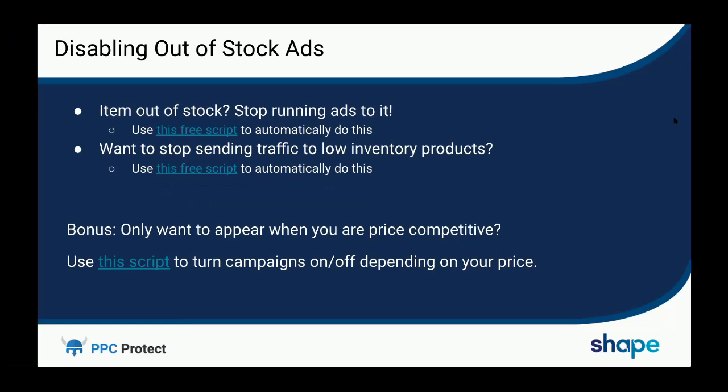So if an item is out of stock, you're probably going to want to stop running ads to it in most circumstances. We've linked a free script here for you to be able to do that. Same with if you have low inventory products. So you might have something that has 2 or 3 items left in stock, and you want to either pause the ads and not run the risk of running out of stock, or maybe you want to even edit those bids. You want to bid less because you're not so bothered about appearing competitive in the auction because you don't have a lot of stock to shift. There's a script in here that can do that for you as well.